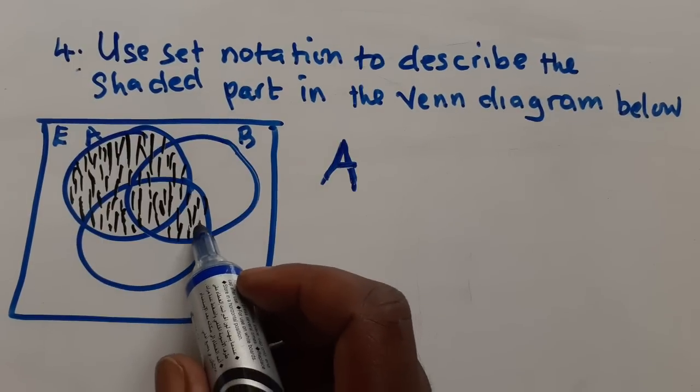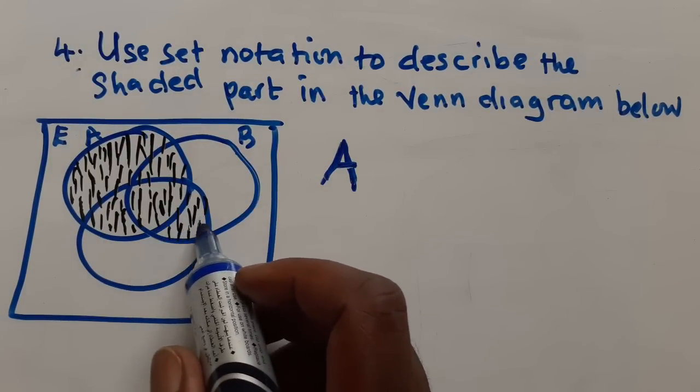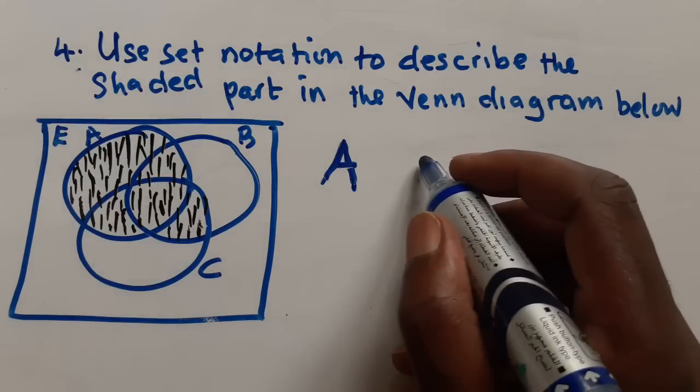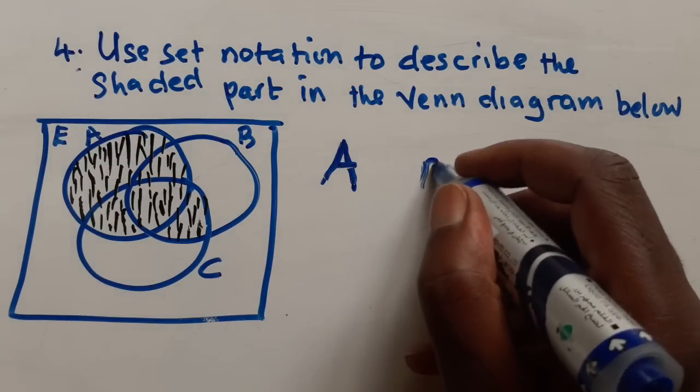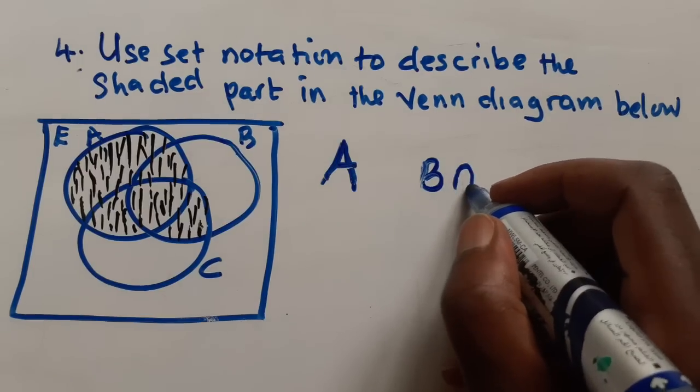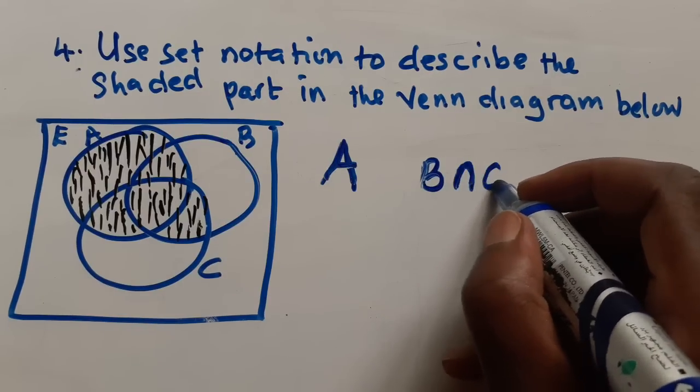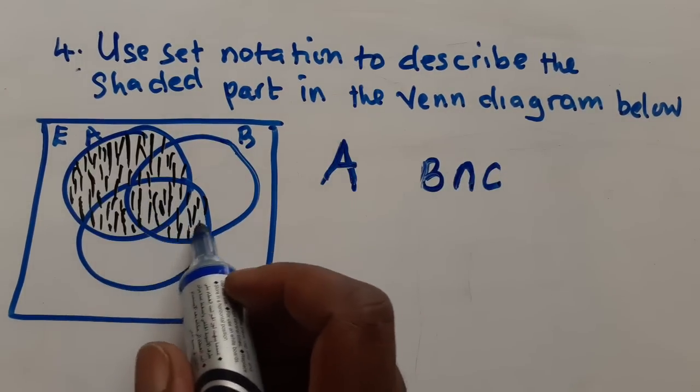And then when you come to this extension part that is shaded here, what is this? This is B intersection C. This other part that is shaded here.